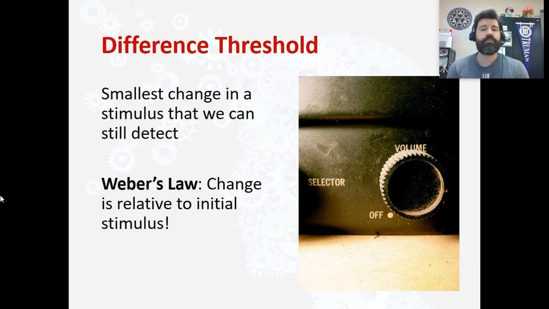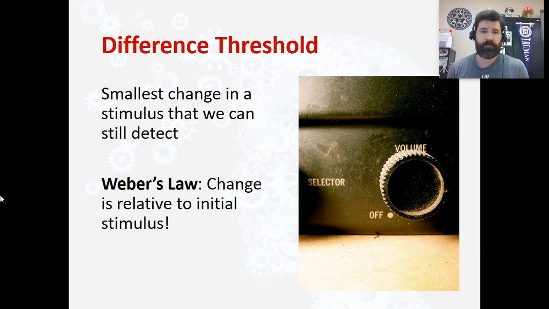Now, absolute thresholds we can quantify. Like we can put a number on absolute thresholds, saying this is the minimum amount of light that your eyes can detect. This is the minimum amount of sound that your ears can hear. That's your absolute threshold, and we can put a number on it. But difference thresholds are always relative. How much change is required before you can detect it? Well, it depends on how much of the stimulus was present in the first place.